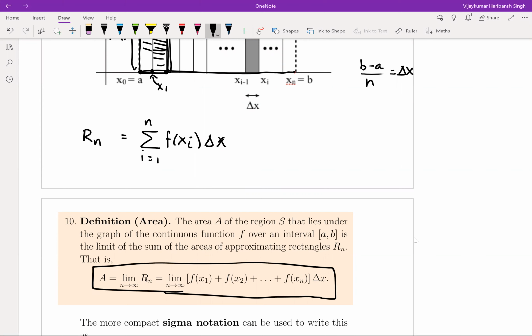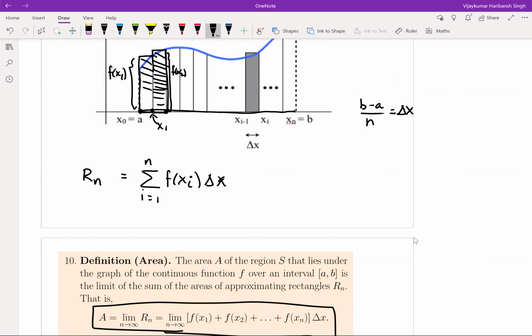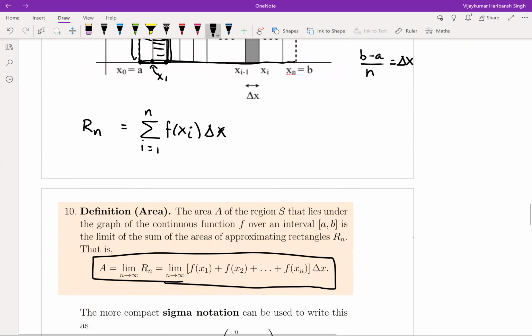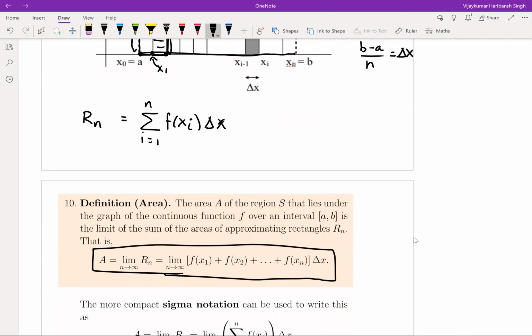Okay, so for that we need the area of a region. Let's reread this. The area A of the region S that lies under the graph of a continuous function f over an interval [a, b]. So you have this function f of x, which is continuous over the interval [a, b], and you want the area below this graph. It is given by the limit as n goes to infinity of Rn, which is this limit.